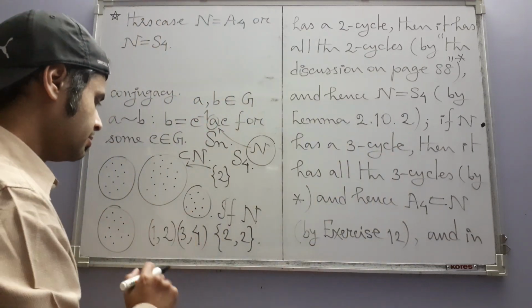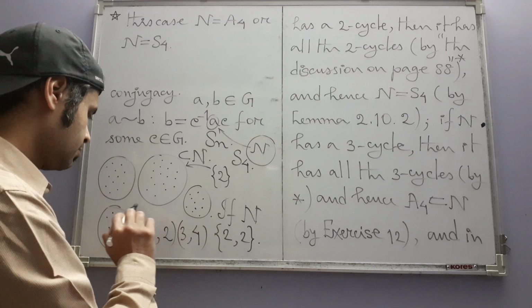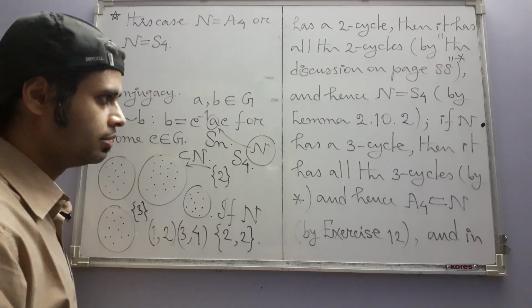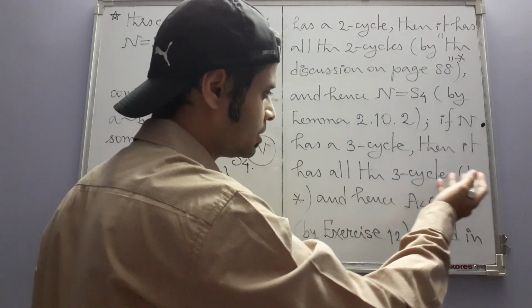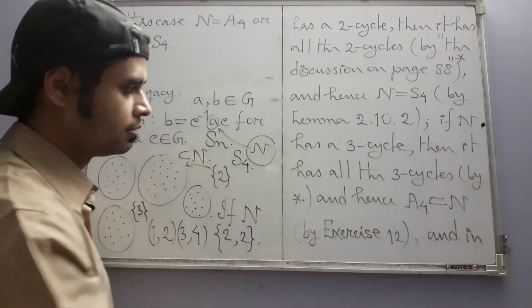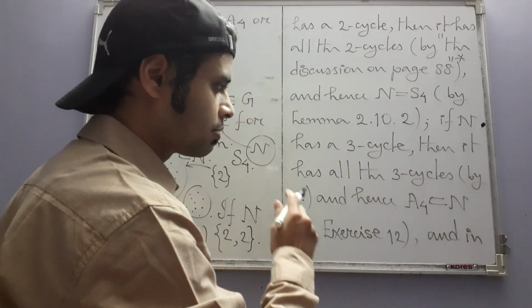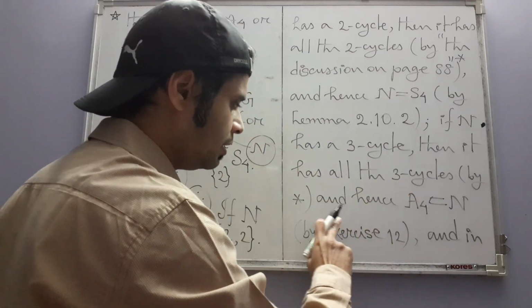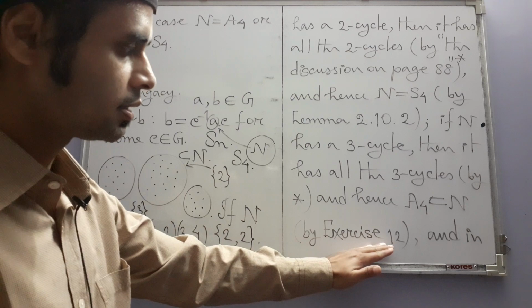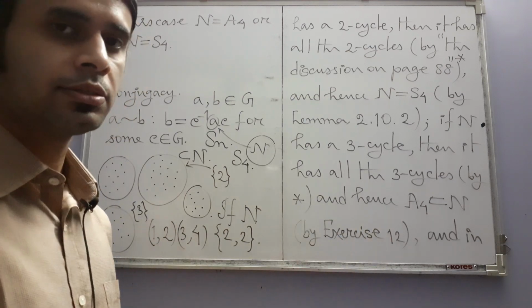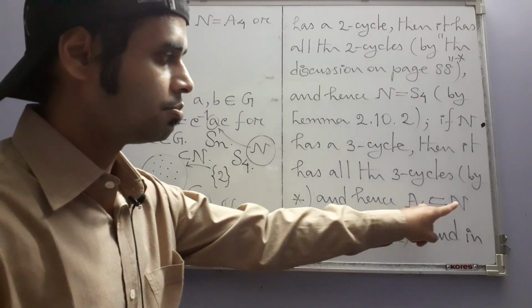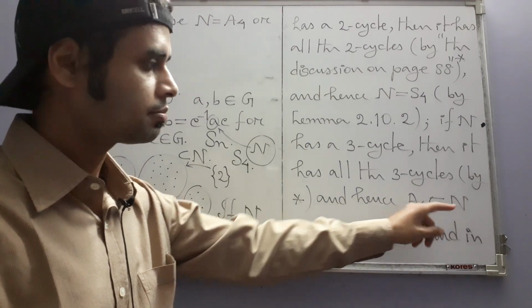Then similarly, say this is the conjugate class for cycle structure 3. Then similarly, using the normality of N, in this case N must contain all the 3 cycles. But we have already seen in exercise 12 that the 3 cycles generate the alternating group. So A4 must be contained in N.